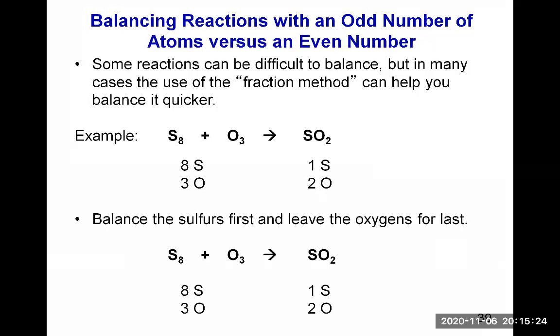So we have 8 sulfur on the left, so we want to make it 8 on the right. So we will put a coefficient of 8 in front of SO2, and that would change the number of sulfur to 8 on the right. However, when we do this it changes the number of oxygen as well. And now we have 8 times 2, so the coefficient 8 times the subscript 2, and that's going to be 16 oxygen on the right. So sulfur is balanced, but not oxygen.